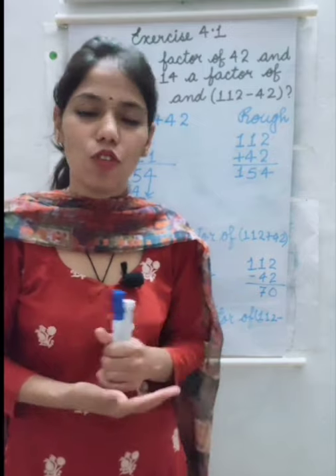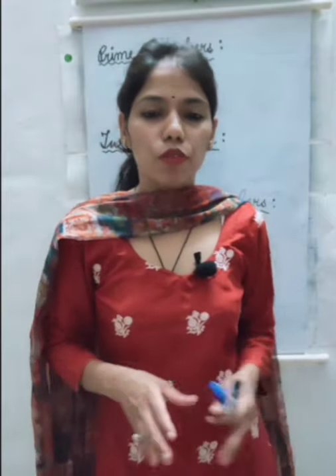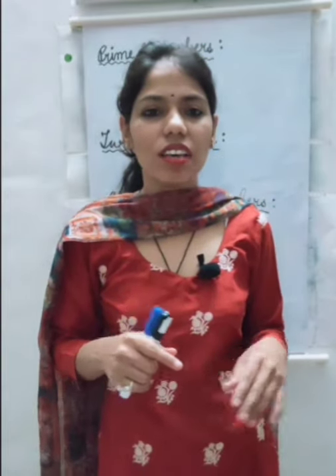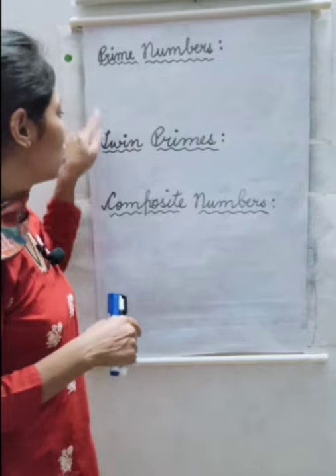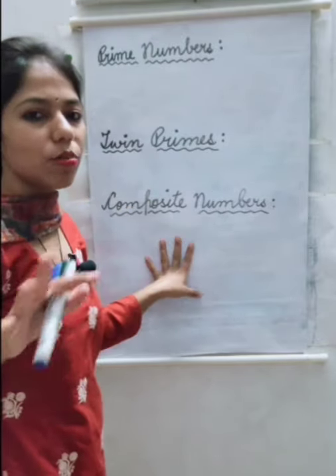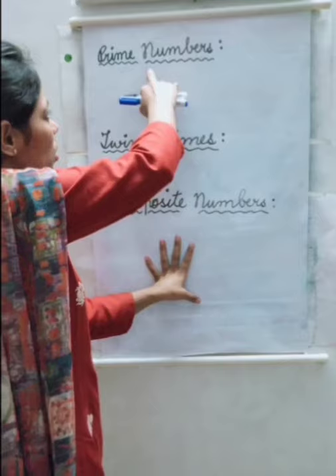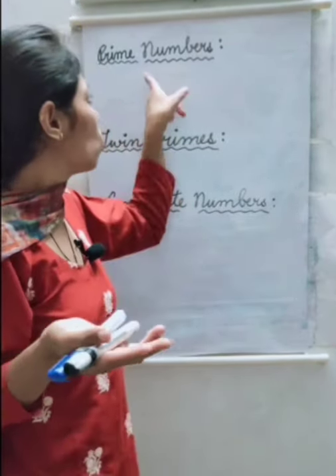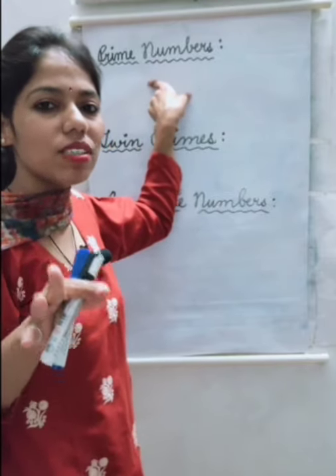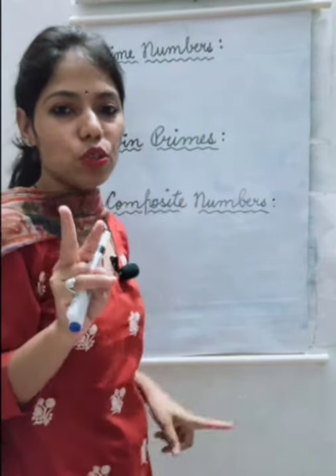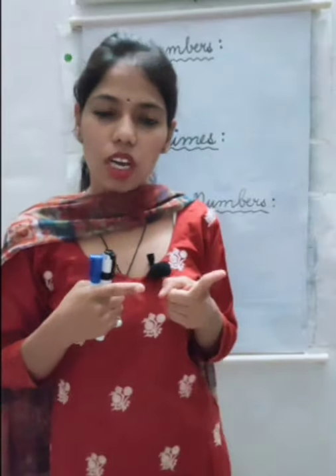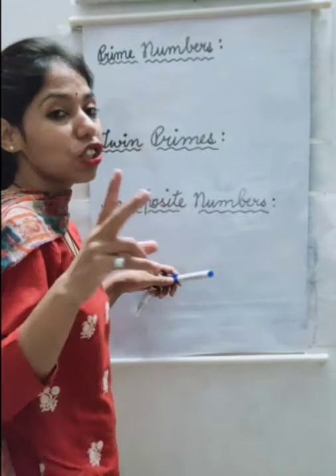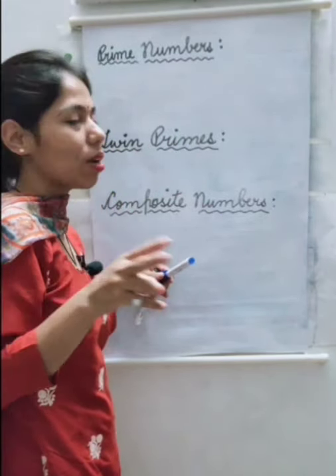Let's start exercise 4.2. Before starting exercise 4.2, I thought of discussing 3 points, that are prime numbers, twin primes, and composite numbers. You have studied about these numbers in class 4. Let's recall what we have studied there. So what are prime numbers? Prime numbers are the numbers which have only 2 factors. One is 1 and second is the number itself. So the numbers which have only 2 factors are called prime numbers.